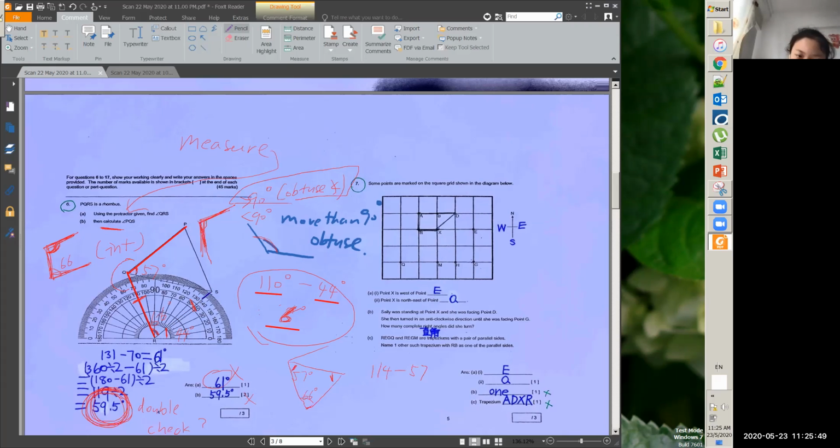Okay. Let's move on to 7. It says some points are marked on the square grid shown. So this is the correct. What do you call this? This is called legend, right? I think this is not the word. I think this is the word.